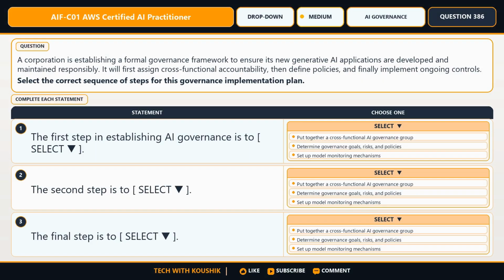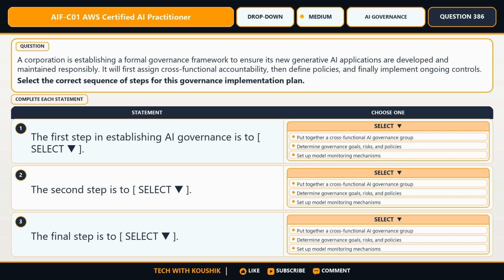Let's analyze question number 386. Read the scenario with the target outcome in mind. A corporation is establishing a formal governance framework to ensure its new generative AI applications are developed and maintained responsibly. It will first assign cross-functional accountability, then define policies, and finally implement ongoing controls. Select the correct sequence of steps for this governance implementation plan. Treat each blank as a separate decision and choose the best fit.